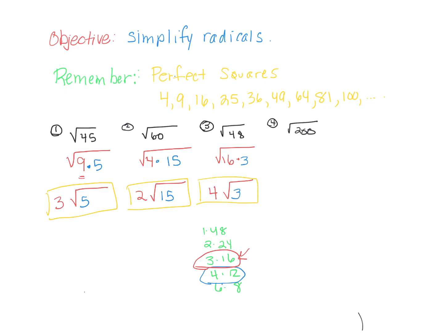And the last one there is 200. And sometimes we just get in the habit of listing all of our factors, but we really want to make sure that we look at that number. And if we see 200, hopefully immediately we think that that is 100 times 2. And that the square root of 100 is 10, and the 2 will stay under.